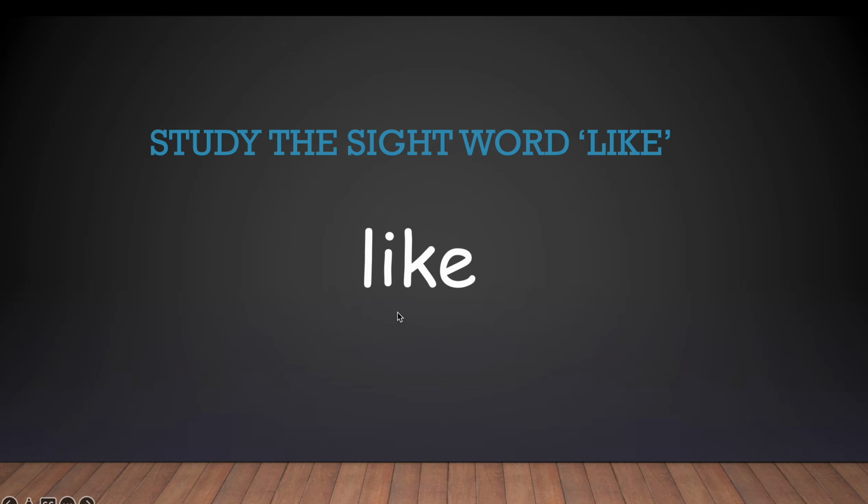Let's study it. First, let's spell it. L-I-K-E. Let's count how many letters. 1, 2, 3, 4. Good. It has 2 tall letters, doesn't it? The L and the K are 2 tall letters, and those are consonants. I and E are vowels. Now let's clap the syllables in the word like. Ready? Like. It only has one syllable too.